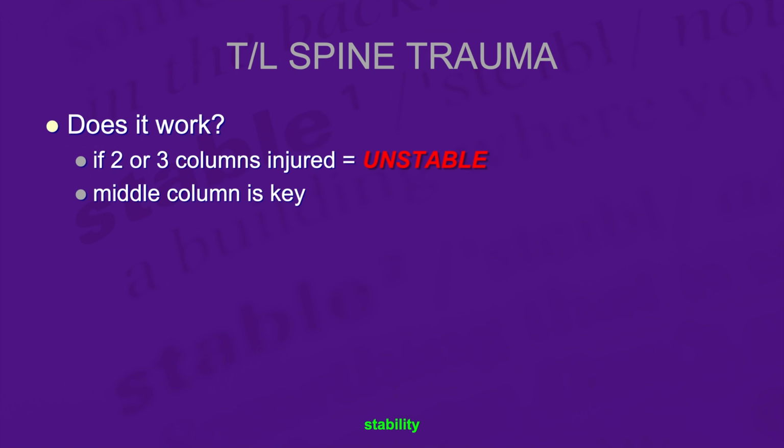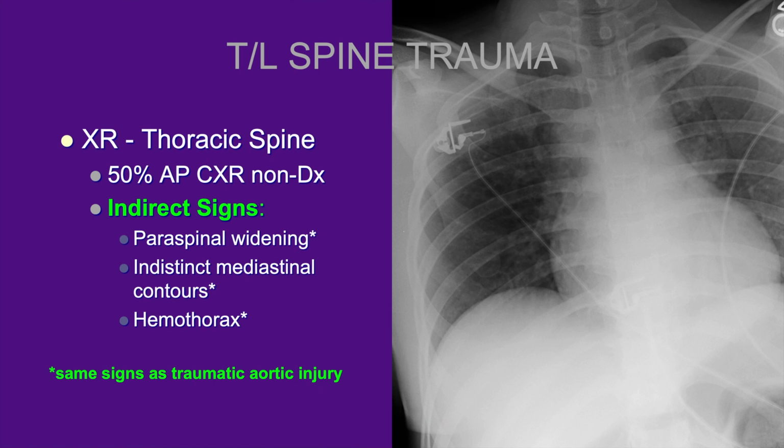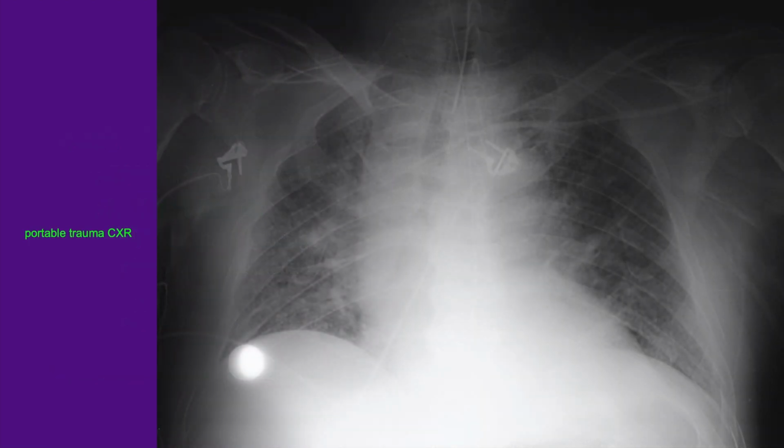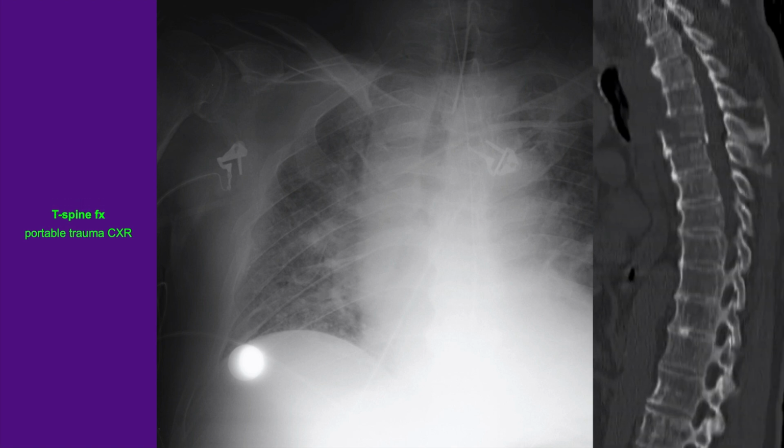With respect to plain radiography, we can see some indirect signs with paraspinal widening, indistinction of the mediastinal contours in the presence of hemothorax. However, these findings can be very difficult to distinguish on these portable x-rays in the ED setting. Here is an example where you would be hard-pressed to find the thoracic spine injury, and when the patient went to CT, you can see this severe fracture dislocation in the thoracic spine.